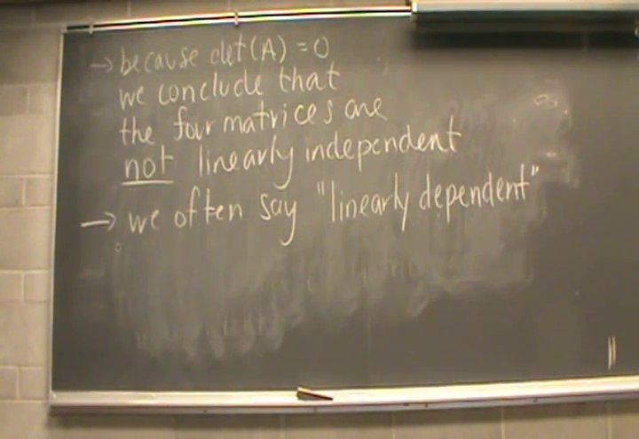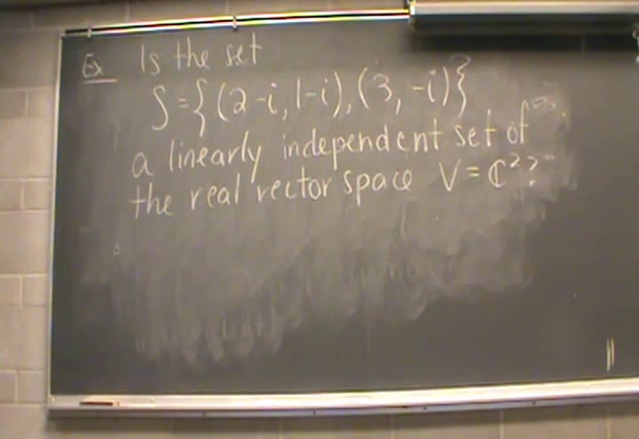So here's our final conclusion. Because the determinant of our coefficient matrix is equal to 0, we conclude that the four matrices that we started out with are not linearly independent. Another way of saying not linearly independent is saying linearly dependent.